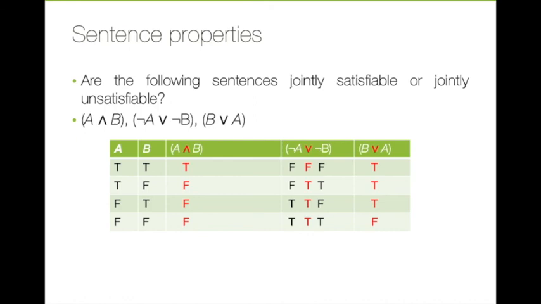We can then examine it to determine which of these two properties, joint satisfiability or joint unsatisfiability, this set of three sentences has. We'll look at each row one at a time. If there is any row, any valuation, where all three sentences are true, then they're jointly satisfiable. However, if there's no such row, at least one sentence is false in each row, then the three sentences are jointly unsatisfiable.